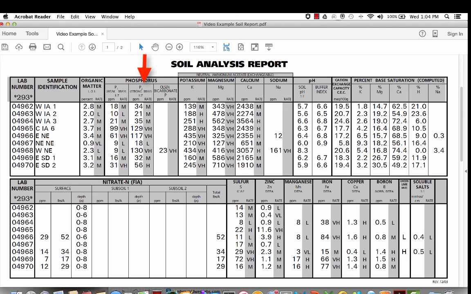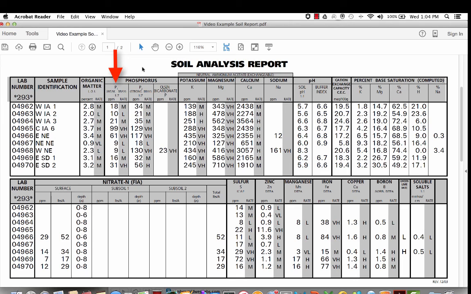So back to the P1 Bray, we like to see our soil samples running for most crops around a 20 to 30 part per million. 20 part per million is about the lowest we like to see. Somewhere around 20 to 25 is probably a pretty good range to be in. 25 to 30 is a really strong, high fertility soil.